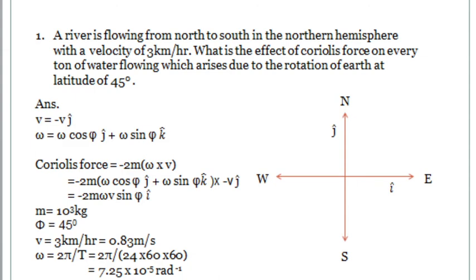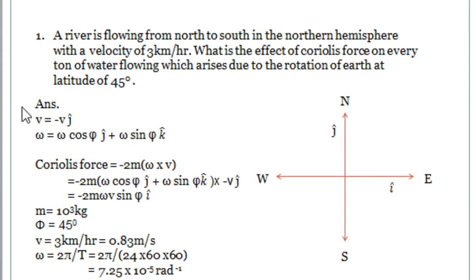Then we have a problem. A river is flowing from north to south in the northern hemisphere with a velocity of 3 km per hour. What is the effect of Coriolis force on every ton of water flowing, which arises due to the rotation of the earth at the latitude of 45 degree? Here the data given are: a river is flowing from north to south direction. The first point, the velocity is 3 km per hour, and we have to calculate the Coriolis effect or Coriolis force. Here the angle is given as 45 degree.